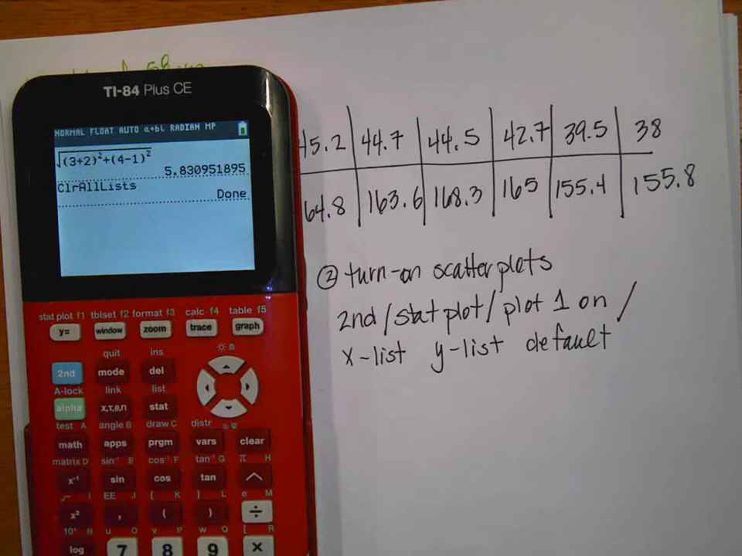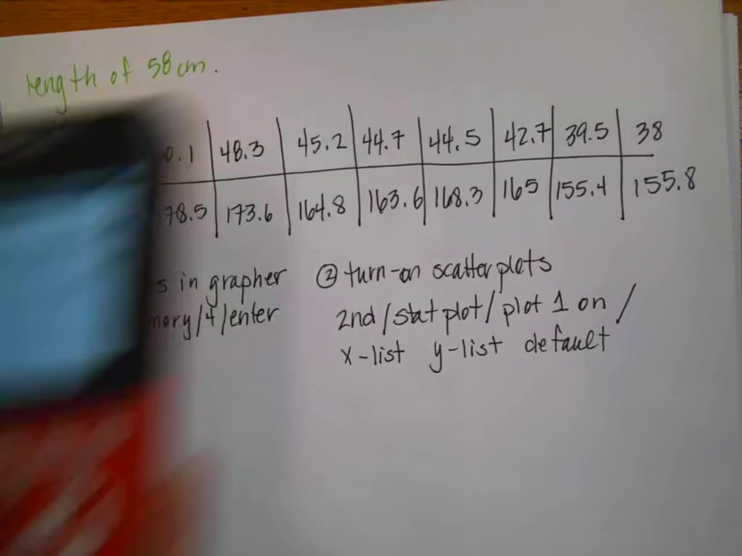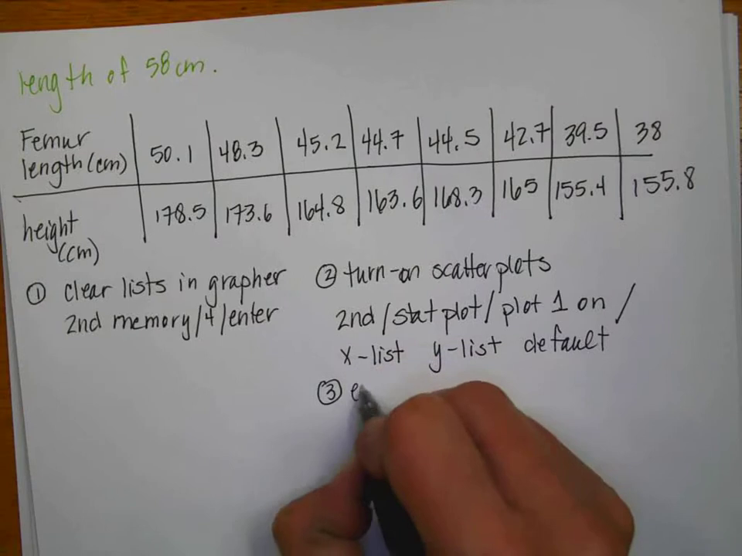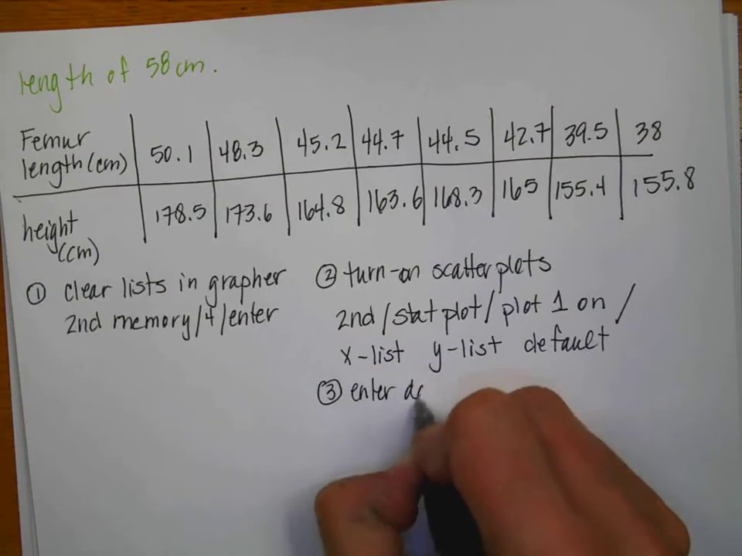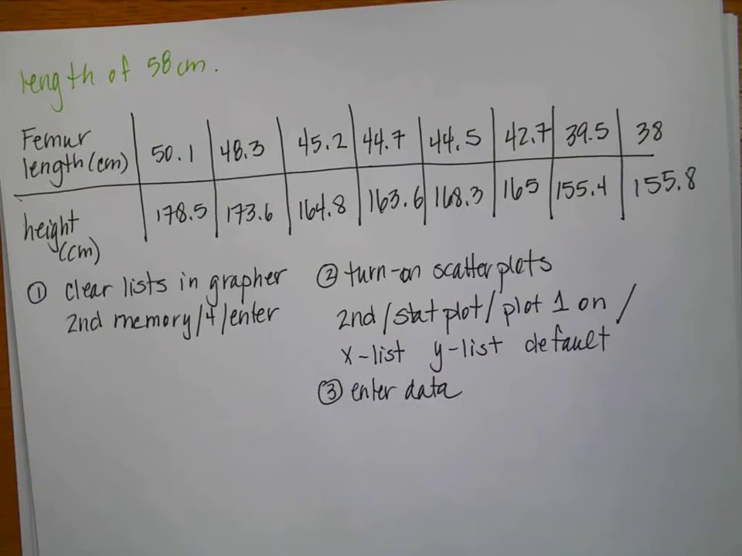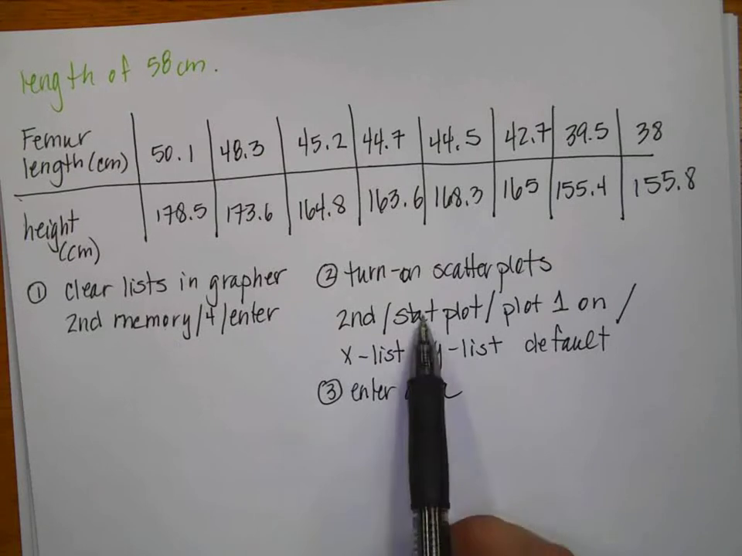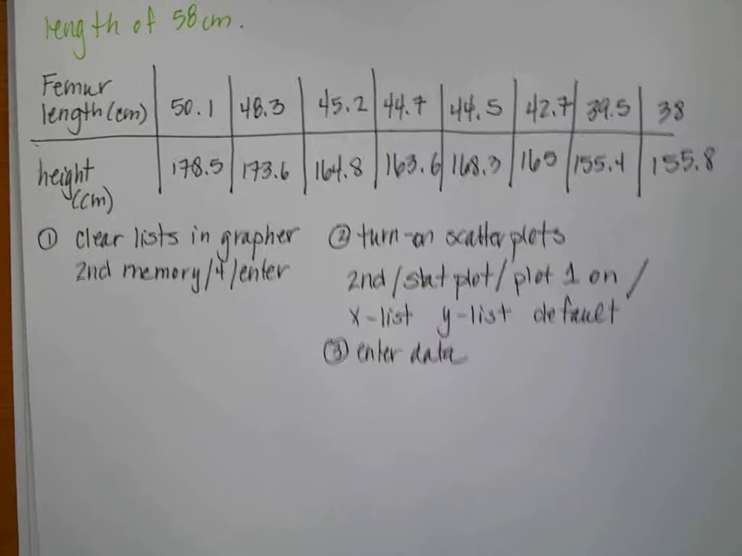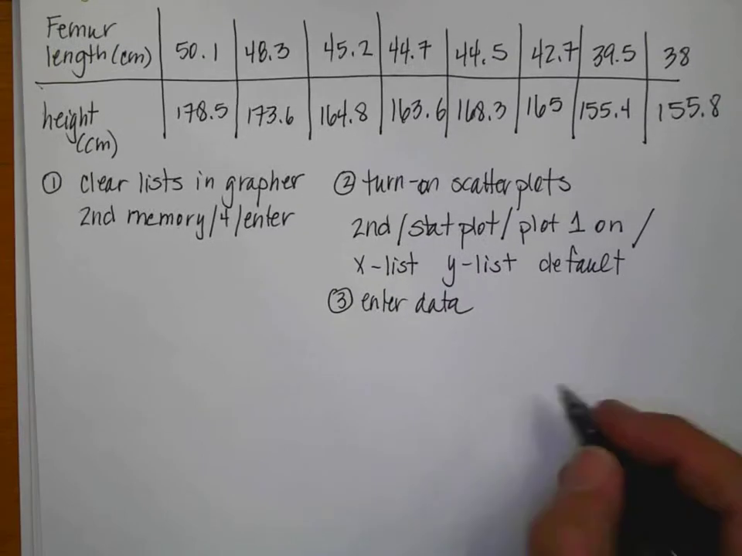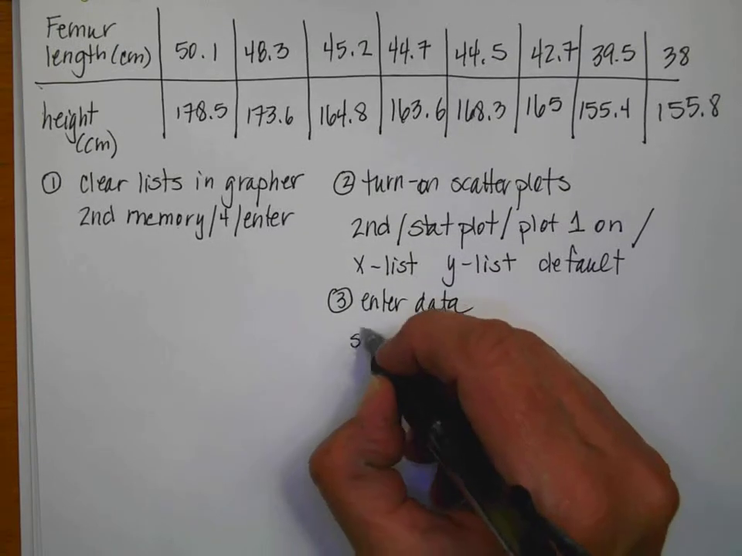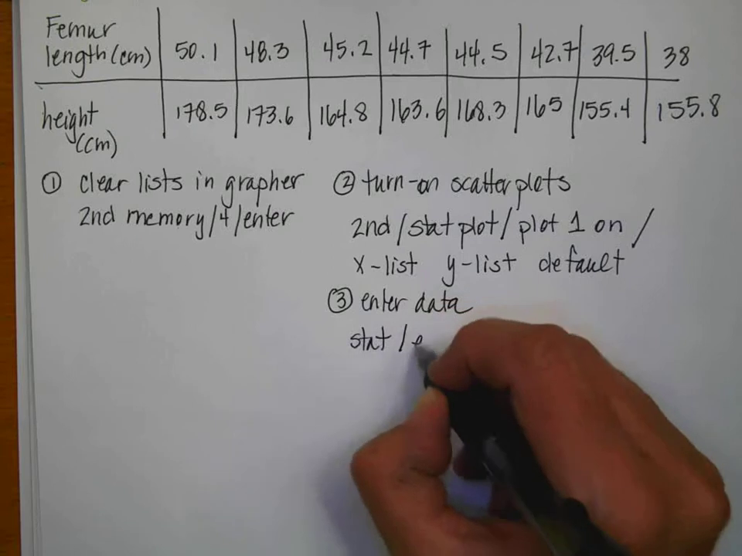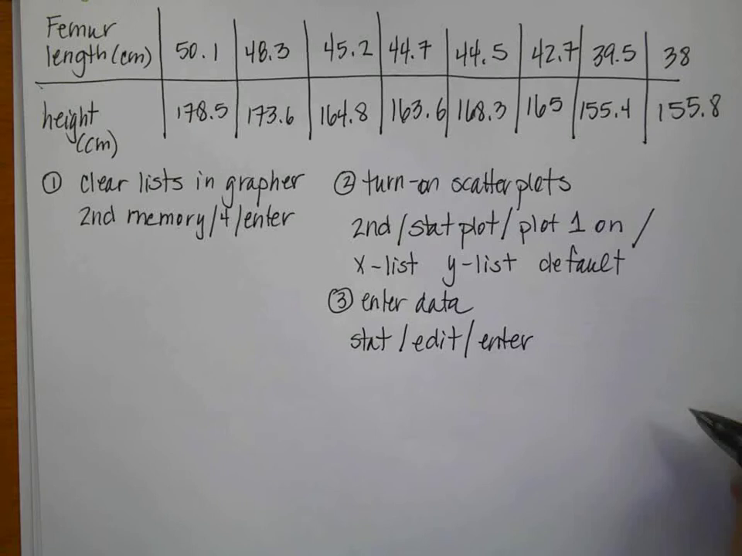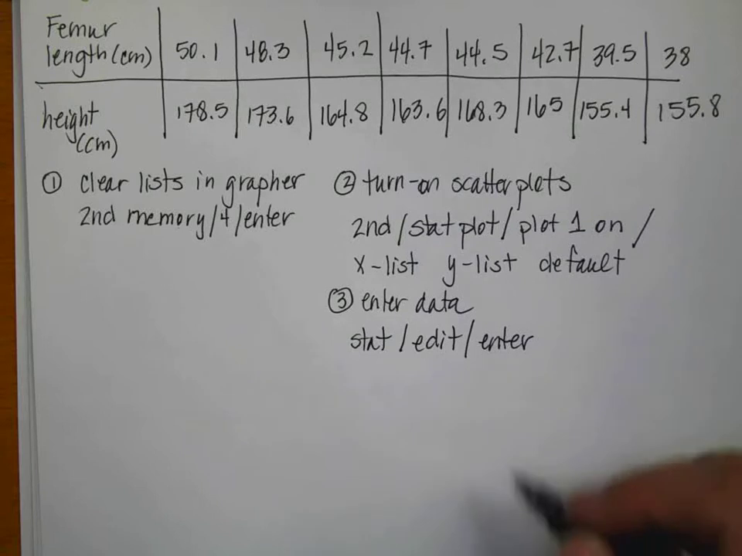So then I'm going to make sure I hit on again, and then I'm going to do quit. The next thing that we need to do, I'll write it over here so you can see, is we need to enter our data. So at this point, we've cleared memory, we've turned on the scatter plots. Now we're going to enter our data. I'm going to try to keep that where you can see both. And these steps are, we're going to do stat, edit, and then we're going to enter our data.